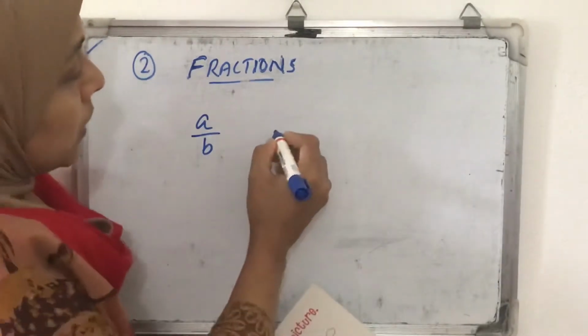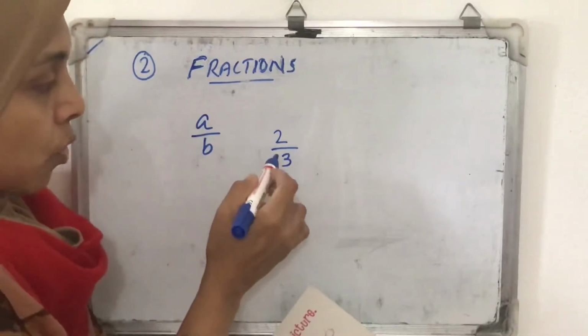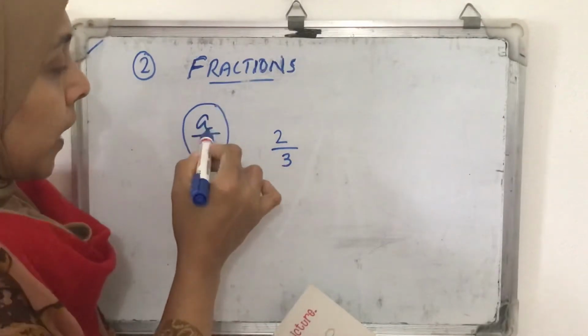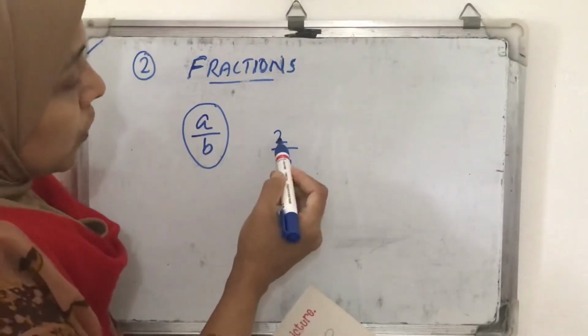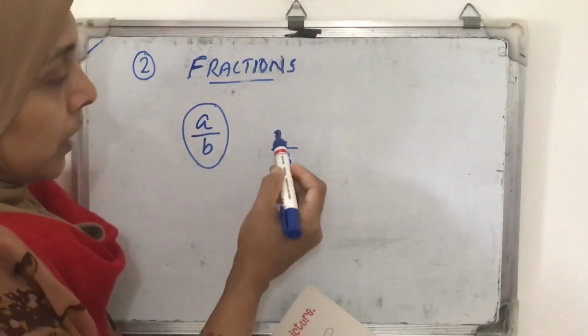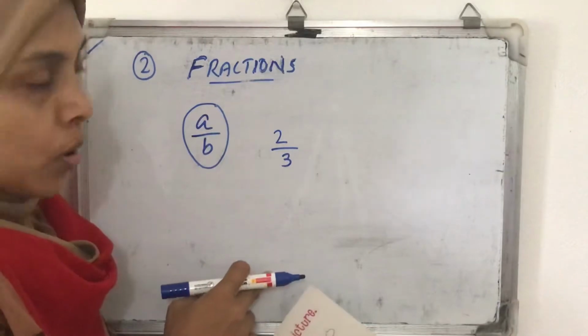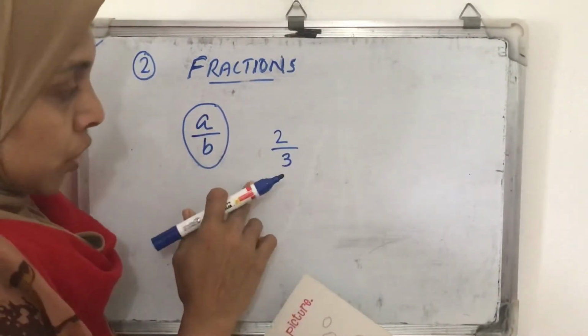For example, 2 by 3. This is in the form of a by b. The general form we can say as a by b. Then for a and b we can take any natural numbers. One example is 2 by 3. Here 2 is the numerator and 3 is the denominator. That all of you know. This form of numbers is called fraction form.